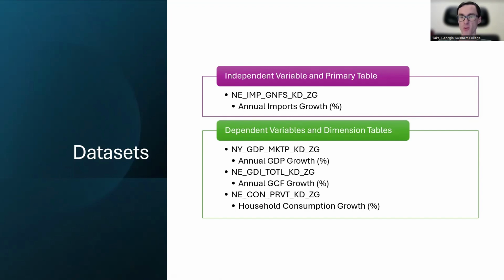in a percent format. For our dependent variable, we will use three different datasets. The first dataset looks at the annual gross domestic product, or GDP growth. In basic terms, this dataset shows the percent of how much the amount of goods and services a country produces increased or decreased each year.